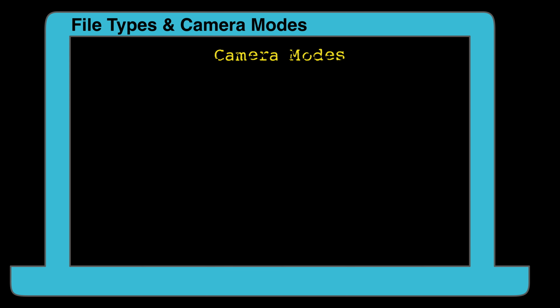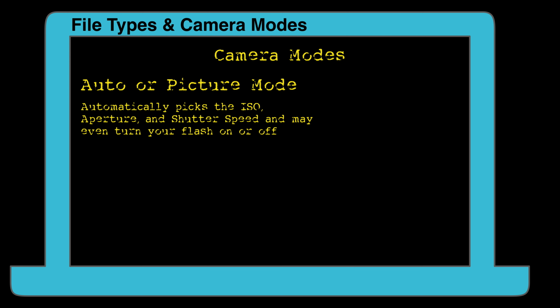All right, next thing to go over. We're going to go into the camera modes section. All right, the camera modes. Auto or picture mode. Okay, I'm sure that your camera has the auto or picture mode automatically set, but the auto or picture mode automatically adjusts settings when you take photos according to what your camera thinks is best.